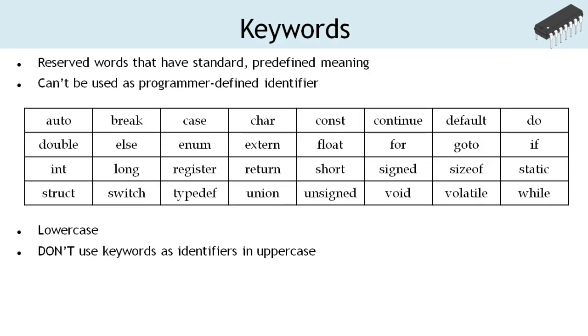Keywords. There is a set of reserved words called keywords that have standard predefined meaning in the C programming language. These keywords can be used only for their intended purpose. They can't be used as programmer-defined identifiers.